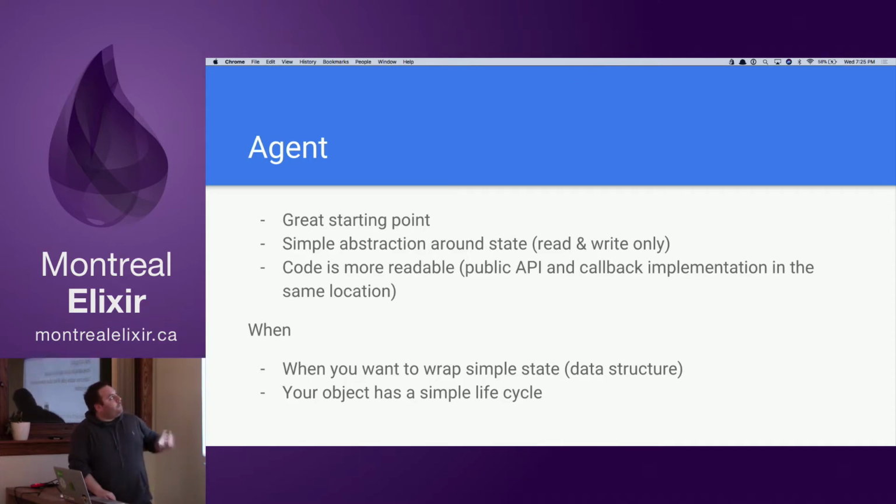So an agent is one type of actor, and it's the simplest kind to me. Anytime you want to read and write some state, some data, you can use an agent to do that. It's nice because when you write the code, and we're going to see an example now, you can keep the code next to the API implementation, so you don't have to define callbacks and things. It's all located in one place.